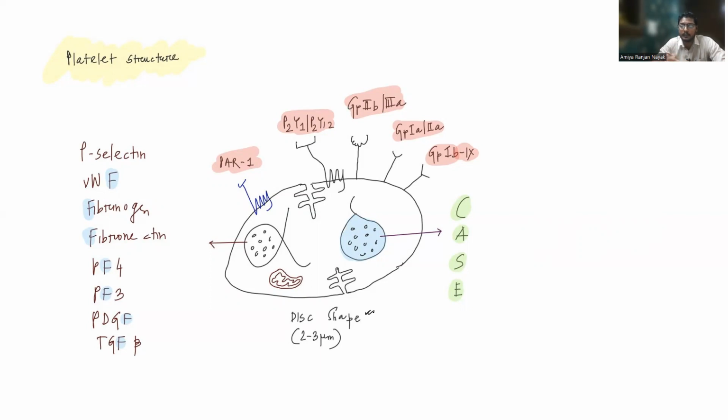the secretory granules. Basically, the platelets have alpha granules and the delta granules. So this is alpha granule and this is the delta granule. Delta means dense. So it is delta granule and it is dense.